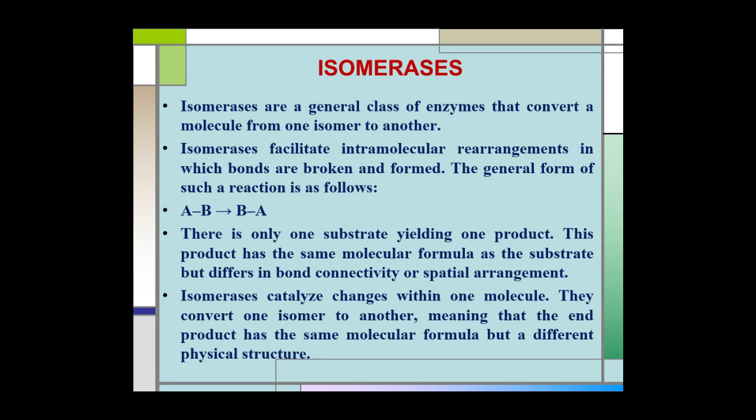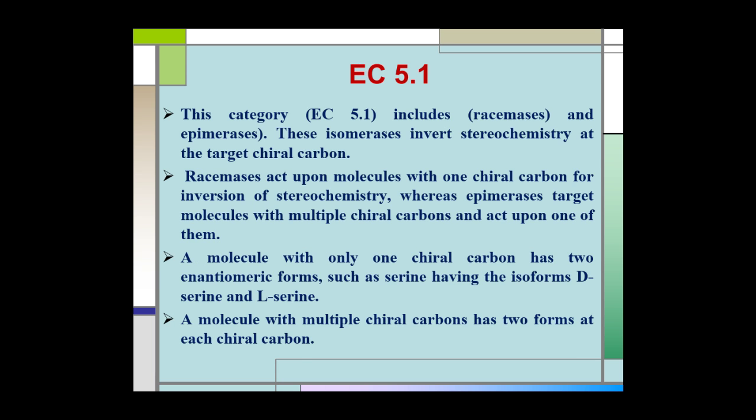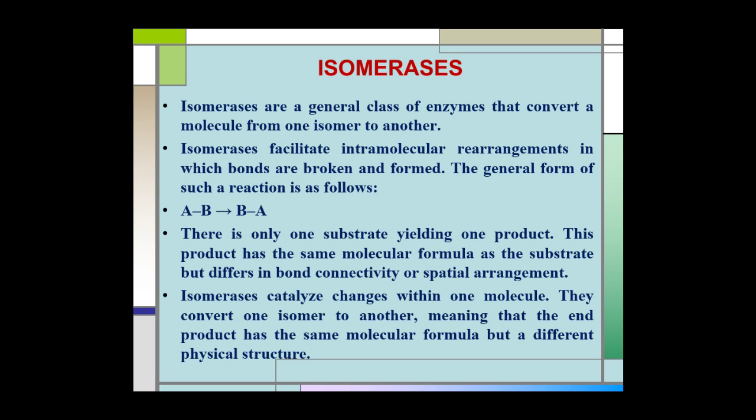The general form of the reaction is as follows. AB is converted into BA. There is only one substrate yielding one product. This product has the same molecular formula as the substrate, but they differ in their bond connectivity or spatial arrangement.